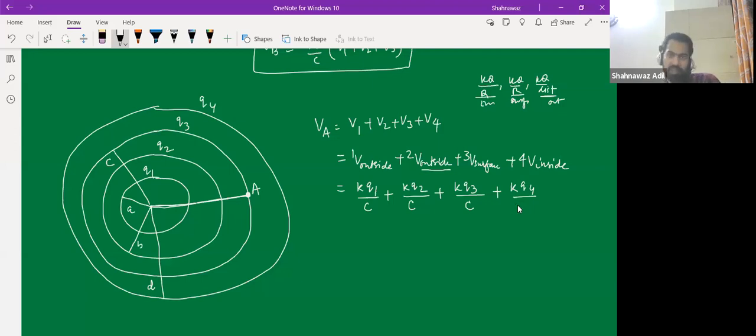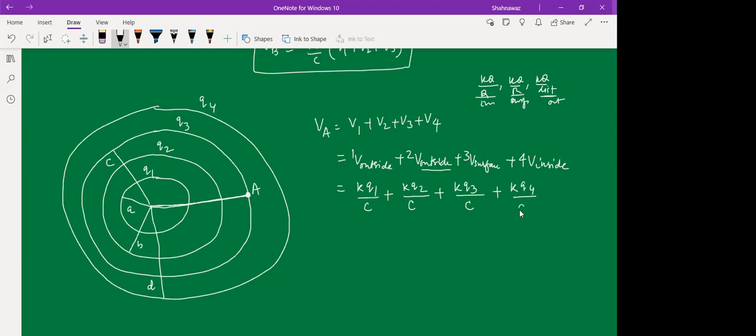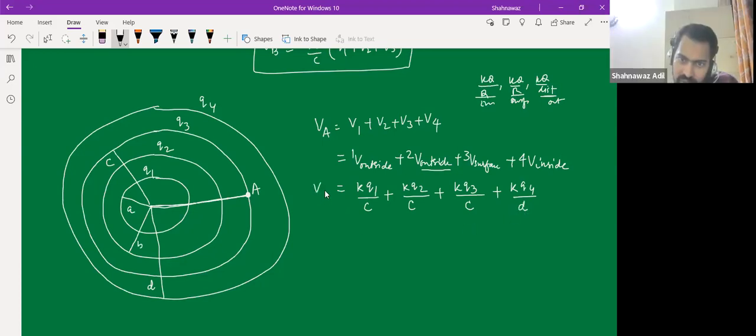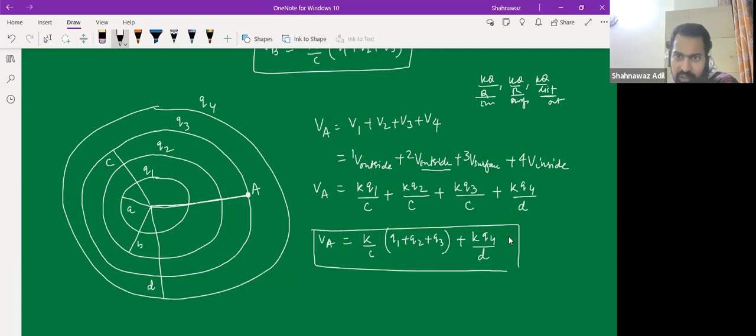So what is the radius of the fourth sphere? What is the radius of the fourth sphere? So this would be the answer, right? So this is a K by C common. This is Q1 plus Q2 plus Q3 and plus KQ4 by T. So this would be the answer. Please note it down, and if you have any doubt, please ask.